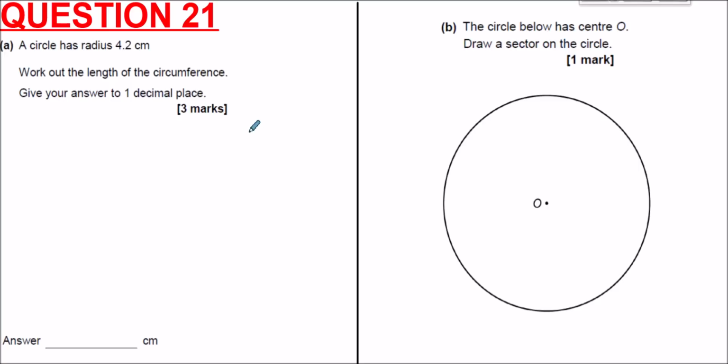Question 21. We've got a circle that has a radius of 4.2 centimeters. We need to work out the circumference. Now there are two main formulas, I should say, for circles, and they both involve pi.